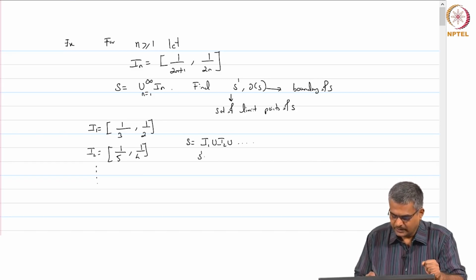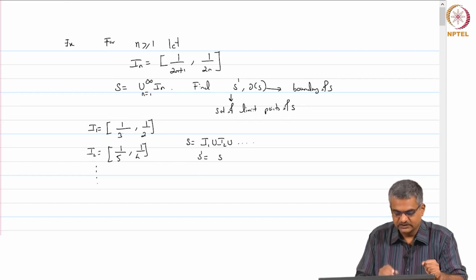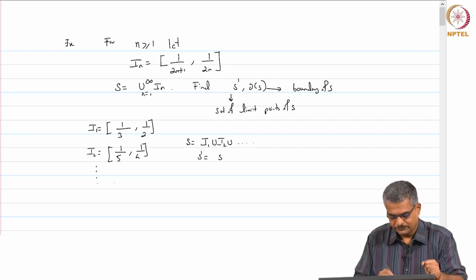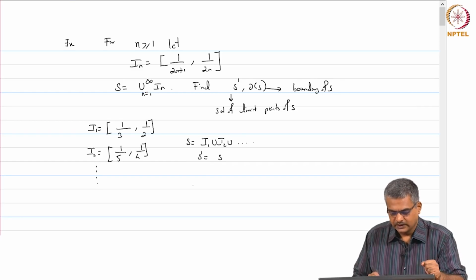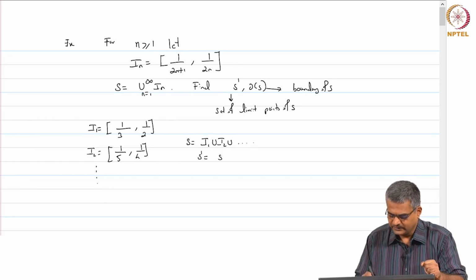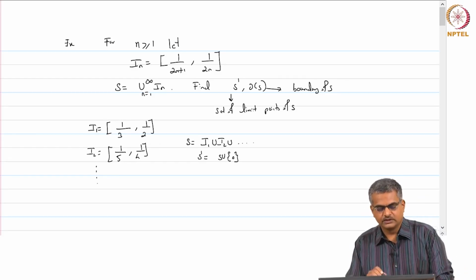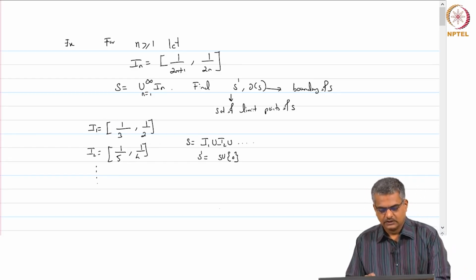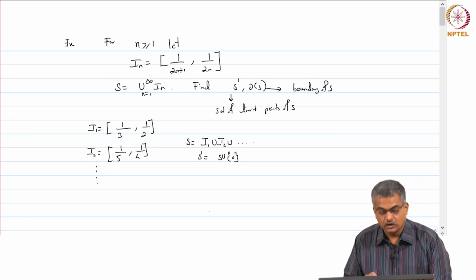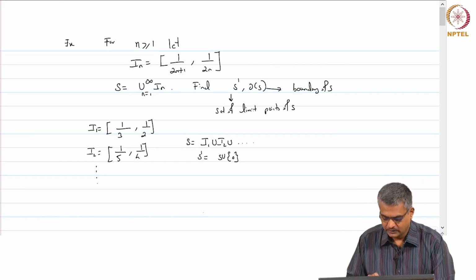S prime certainly contains S because it is a union, and each of these intervals is a closed set. So S prime will have S and also the singleton 0, because 0 is also a limit point of the set S, even though it does not belong to S.